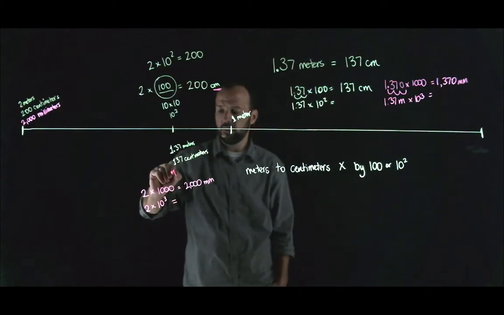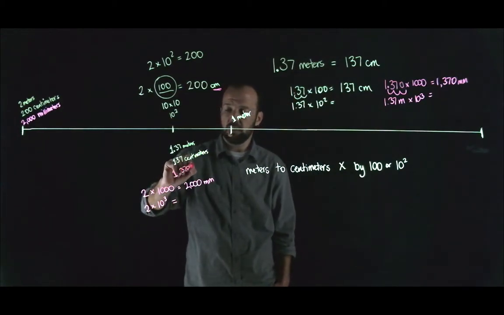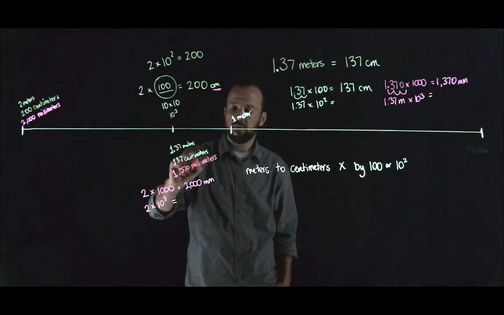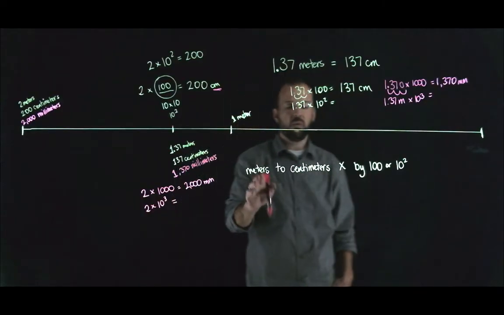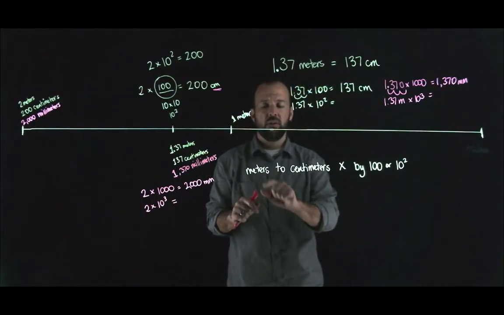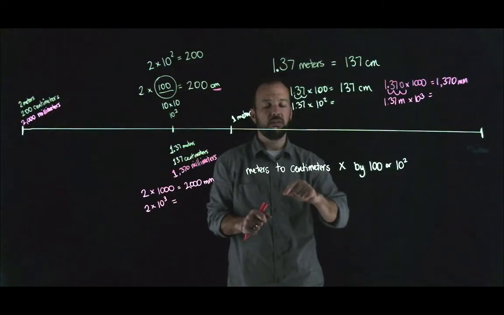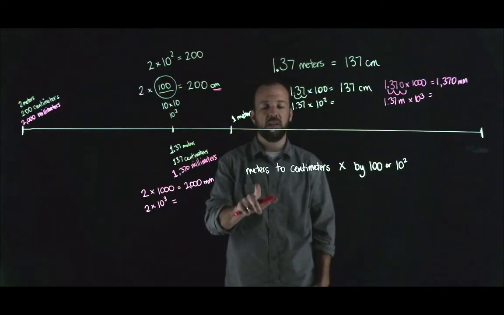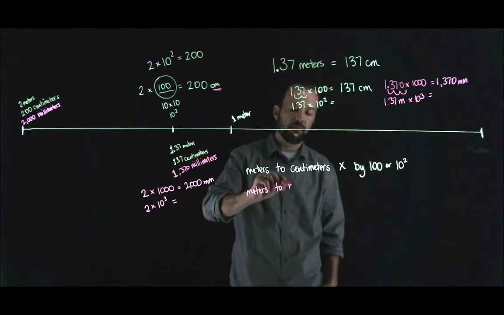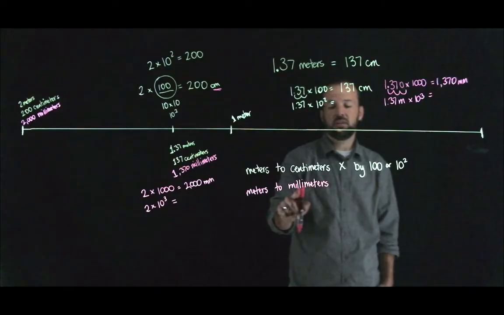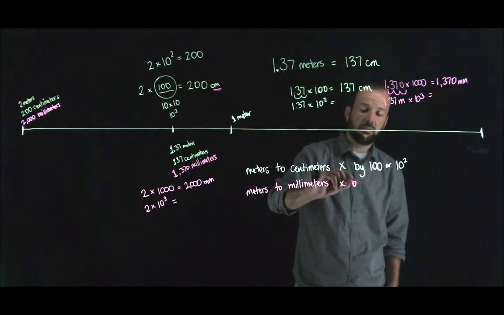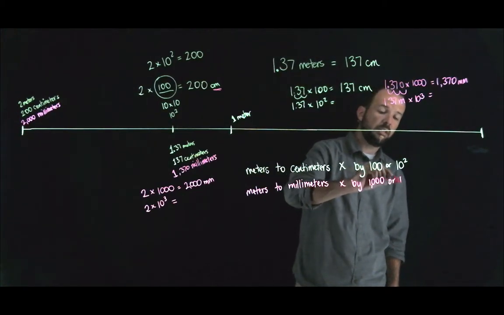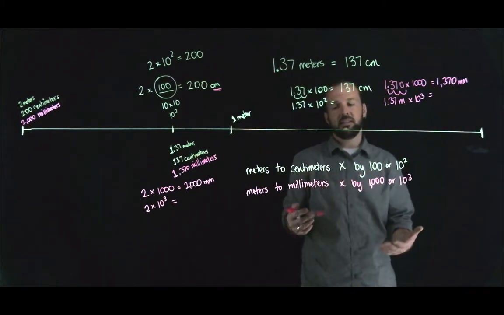1,370 millimeters. Perfect. Okay. So what kind of rule could we write now for converting meters to millimeters? What kind of rule could we write to say this is what we could do every time to convert meters to millimeters? All right, well, to convert meters to millimeters, we're going to multiply by 1,000 or 10 to the third power because it's the same thing.